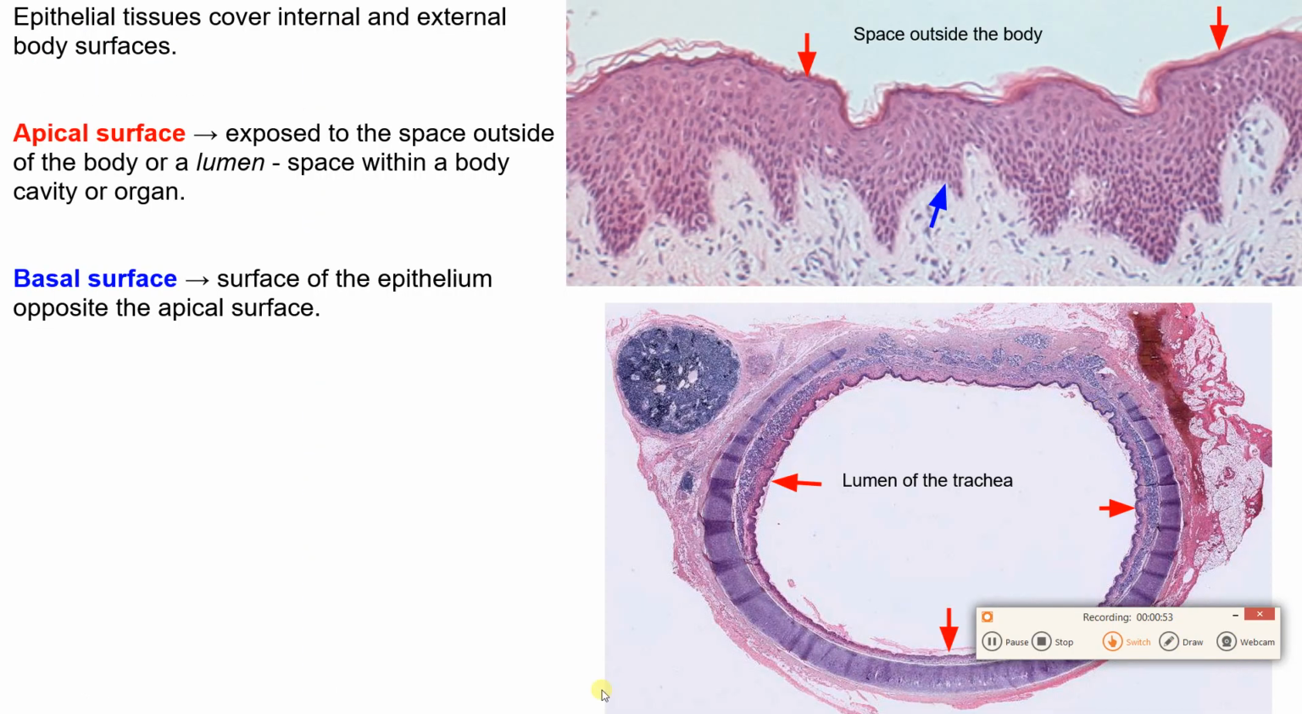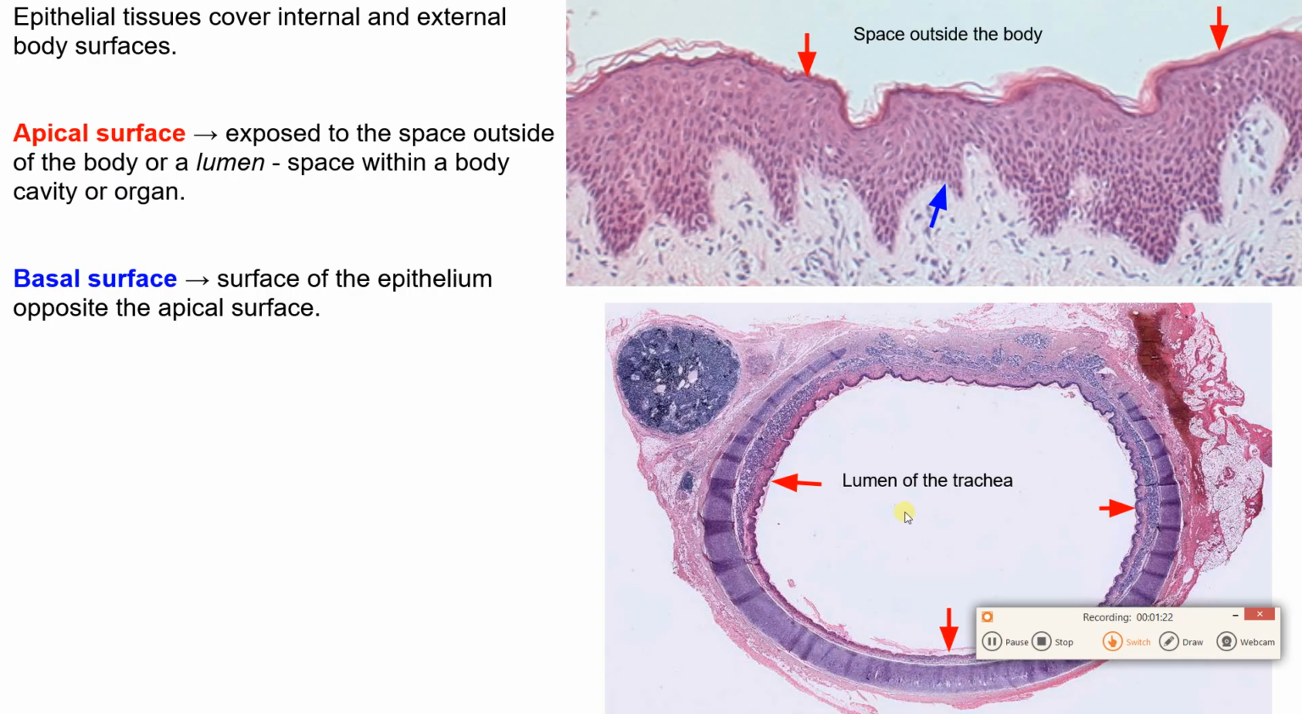Okay, so epithelial tissues, what they do is they cover internal and external body surfaces. So the outside of your skin, that's epithelial tissue. The lining of the outside of organs, so the outside of your heart, the outside of your small intestine, epithelial tissue. The space inside the body, like this is a cross section of the trachea.